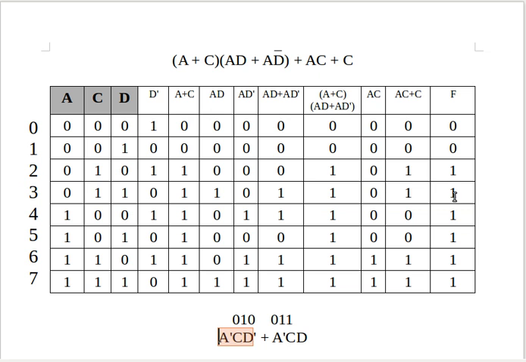Now I got this, now I need to find this out. This is A C' D', so this is gonna be A or A C' D', which I can write as OR, and it's gonna be A C' D'.